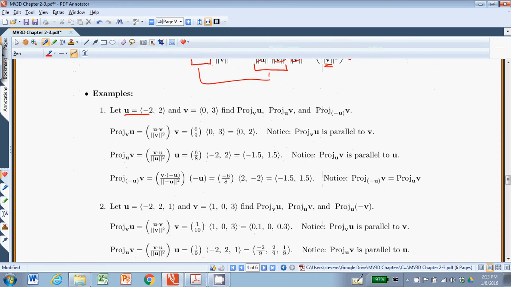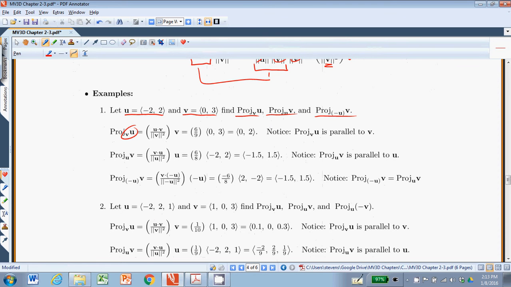Suppose I have 2 vectors from 2 space. I'm going to find the projection of u onto v, the projection of v onto u, and the projection of v onto negative u. Okay, so projection of v onto u.